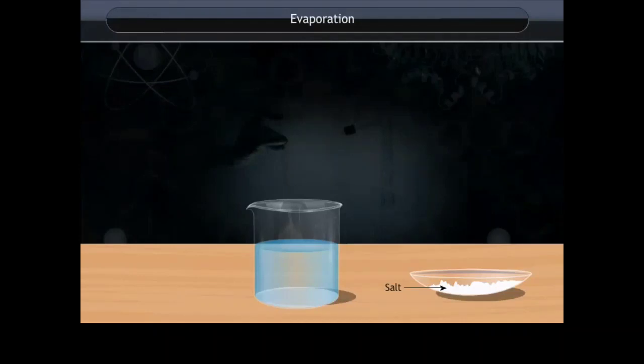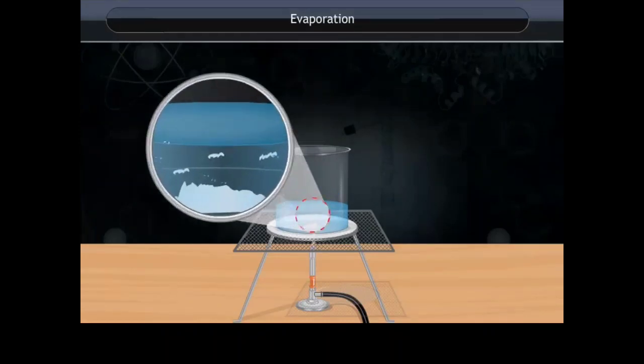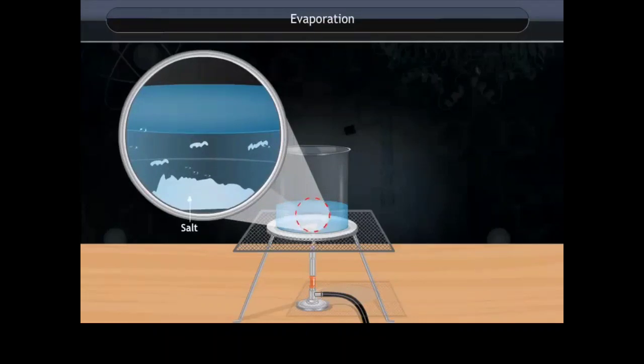Evaporation. The process of conversion of water into its vapor is called evaporation. Take some water in a beaker and add a spoon of salt to it and stir it. Now allow it to boil on a Bunsen burner. After some time, we will observe that the water evaporates, leaving behind the salt. This method can be used to separate a solid dissolved in a liquid.